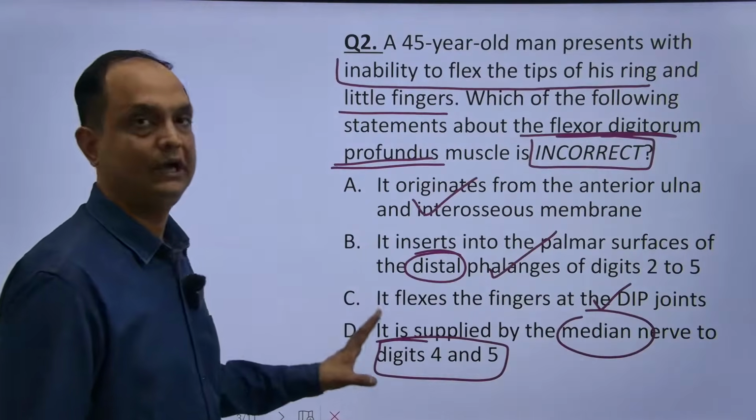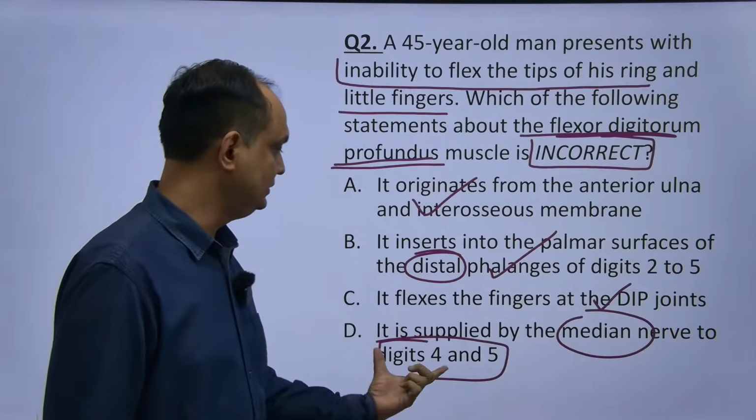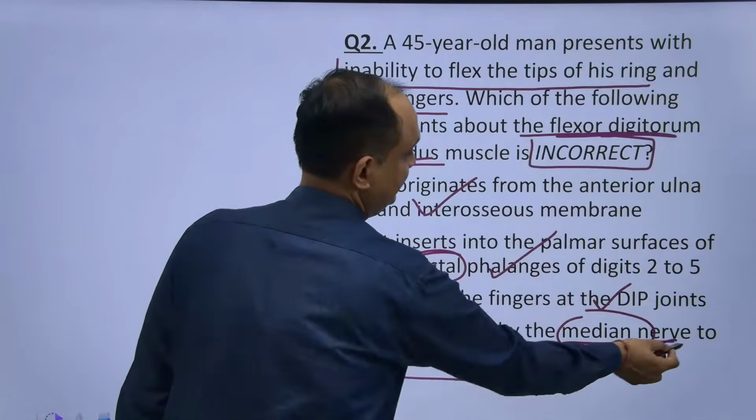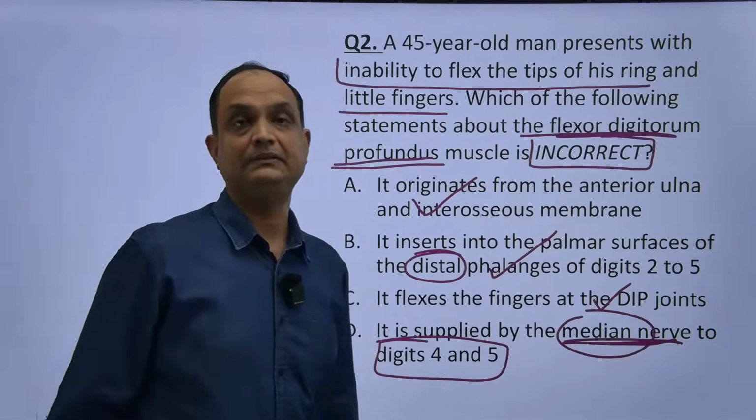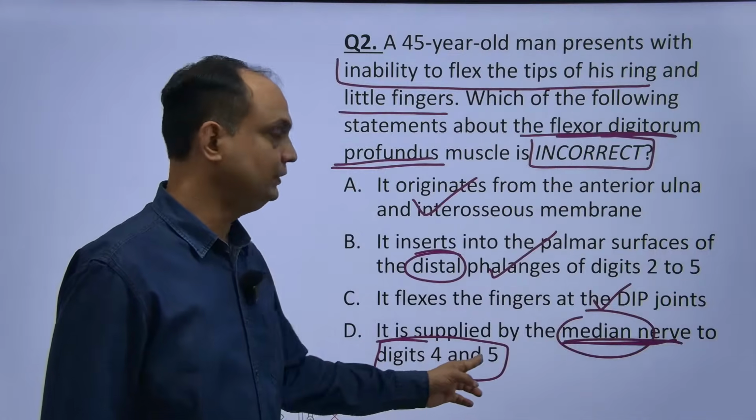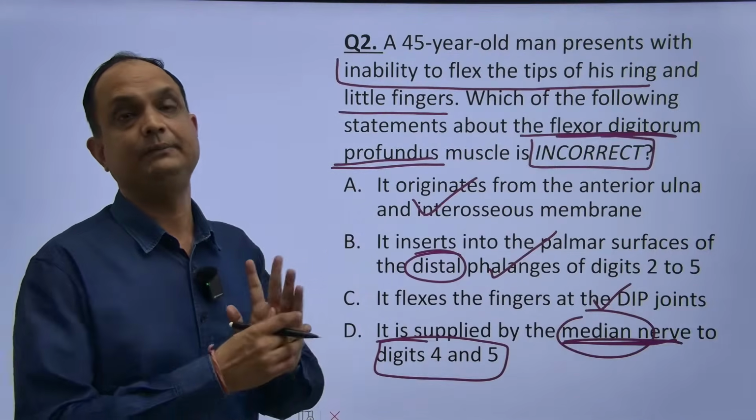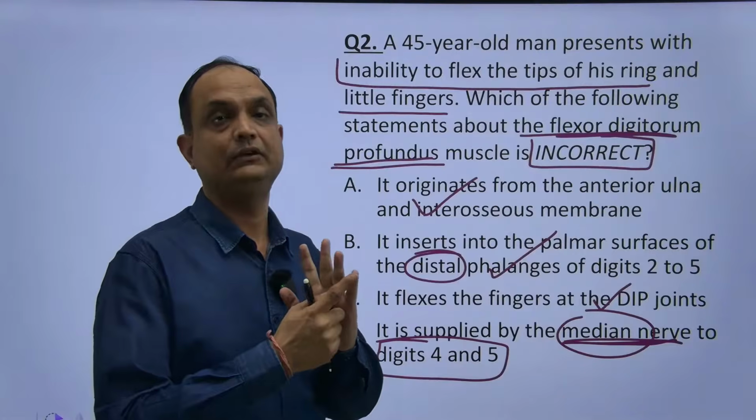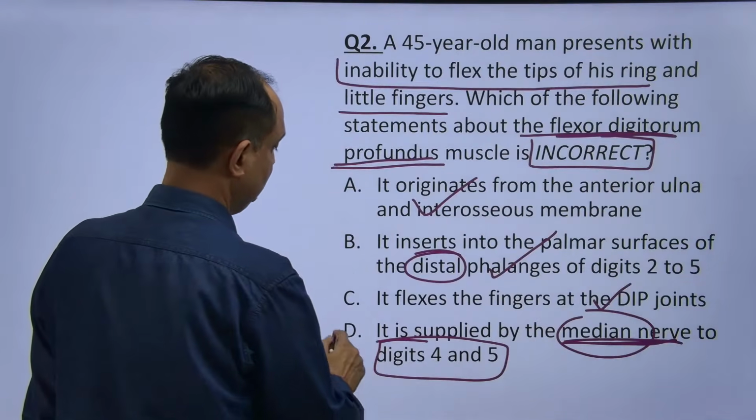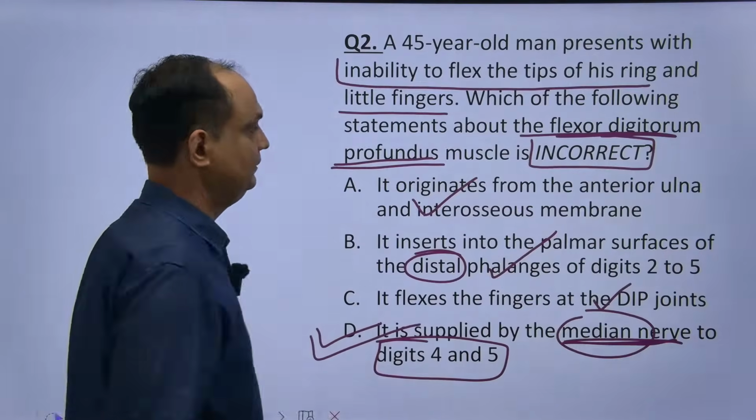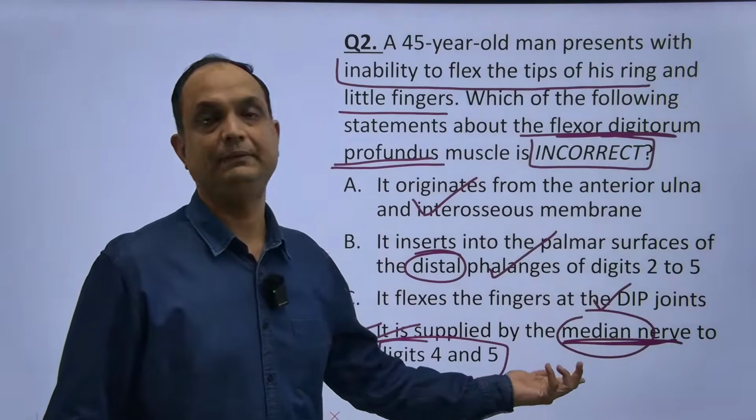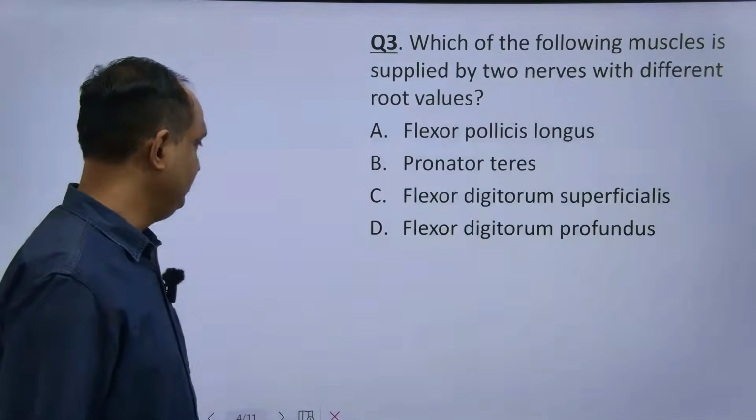Now here you have to concentrate on this fourth option. Though the flexor digitorum profundus is supplied by the median nerve, that part supplies the lateral half, not the medial half. And this is about digits 4 and 5, which is the medial half. That means you are talking about the muscle acting on the little and ring finger. So this component of the muscle is supplied by the ulnar nerve, not by the median nerve. So the fourth option is the answer, that the part supplied by median nerve is wrong. Now we'll move to the next question.